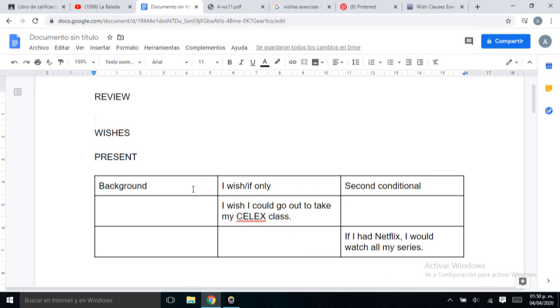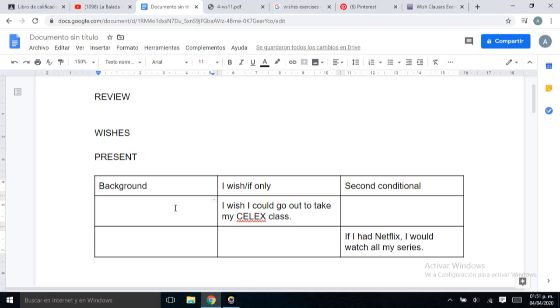Then, we're going to have, first of all, present, and we're going to have here some examples. What we have to do here is to express the same wish, but using I wish, if only, and second conditional. So let's have the first one. We have here, I wish I could go out to take my CELEX class. In this case, we have to imagine what the background is, the reality. So I wish I could go out to take my CELEX class.